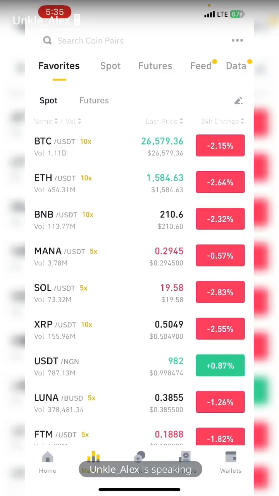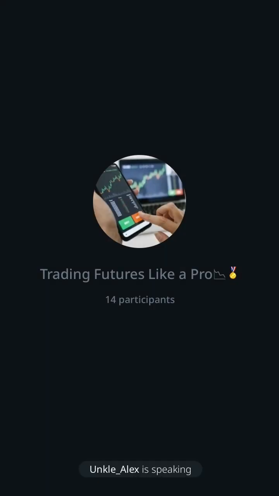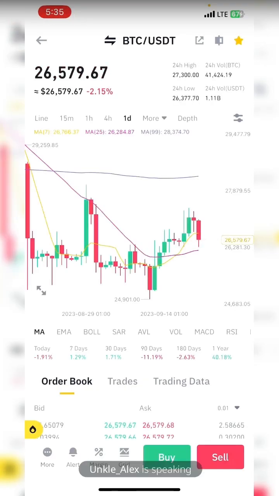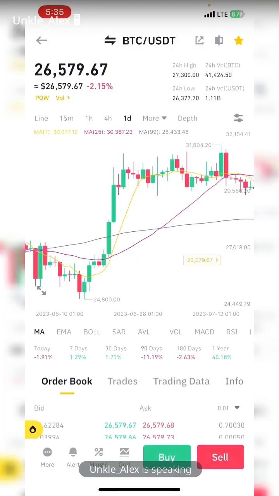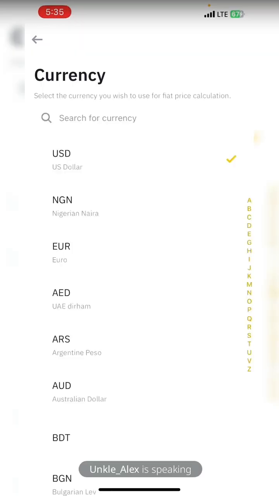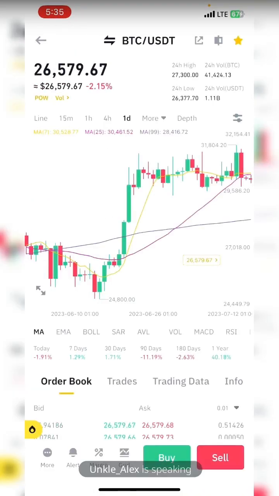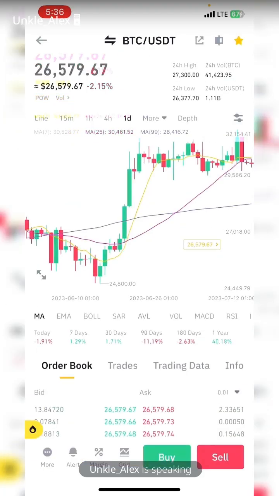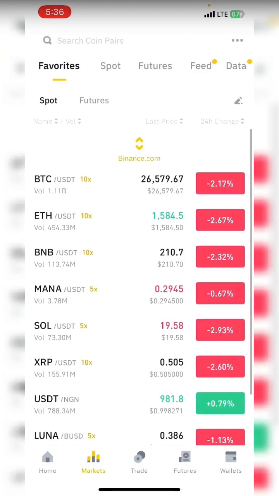This is where you can see different pairs. You can also check the charts here to see how your favorite pair is doing. Yes, this is the charts. And also, there are several futures. You can select the currency you want. And here you can set your alerts. I feel that's the most important one, those ones I just said.